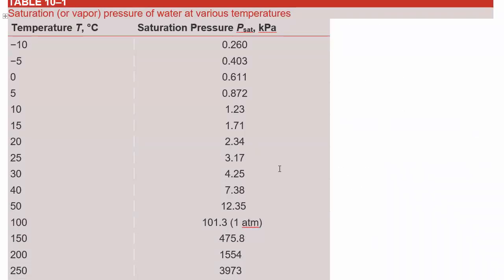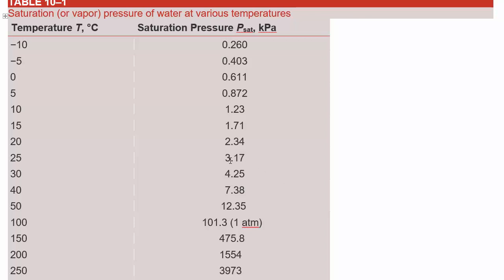So let's look at this. If it's 25 degrees and 80% humidity, that means it's 0.8 times 3.2. So 0.8 times 3 is 2.4. Maybe that's like 2.5, 2.56, I think. 2.5 kilopascals would be the partial pressure of water vapor.